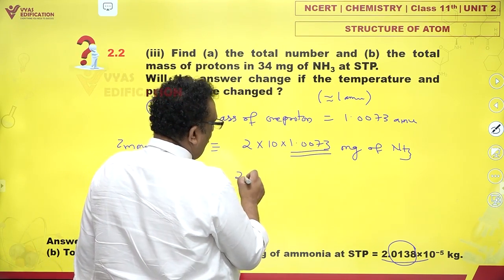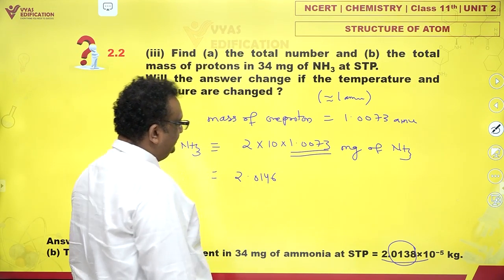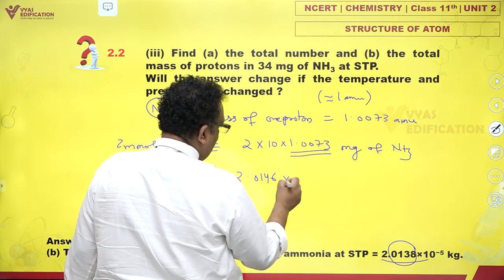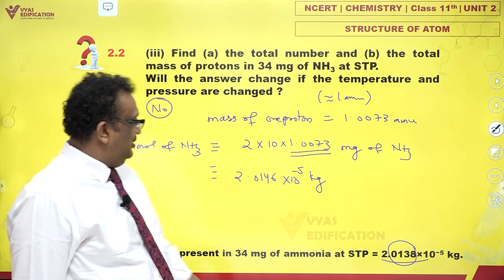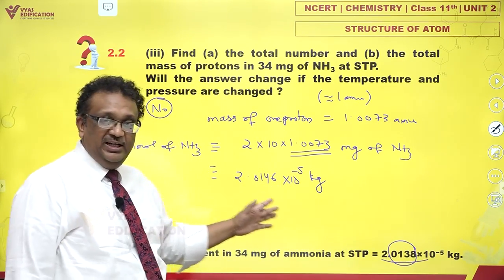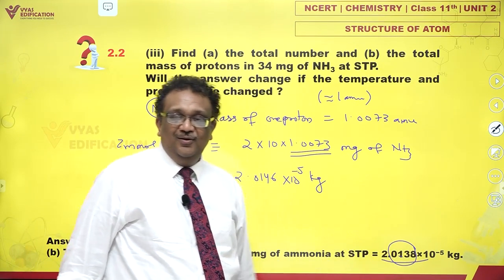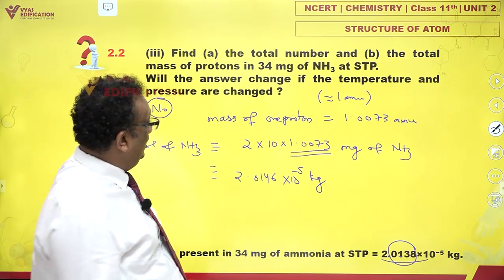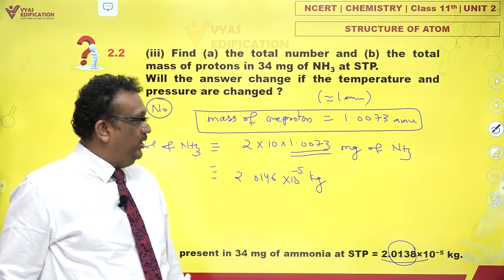This is 2.0146 into 10 raised to minus 5 kg. So many grams, if you convert to kg, this is what you would get. So the approximate answer was 2 into 10 raised to minus 5 kg. If you want to come closer in decimals, 2.0146, 2.0138. That's close. It's a more accurate answer. If you want, you can use this result, but for this, you have to learn that the mass of one proton accurately is 1.0073 AMU.